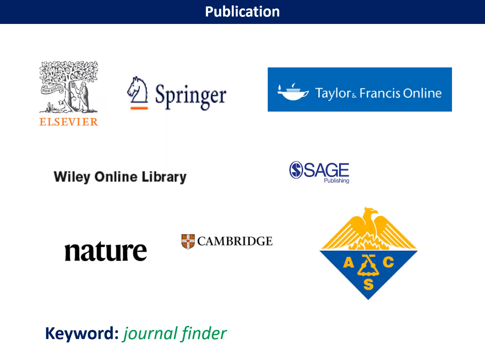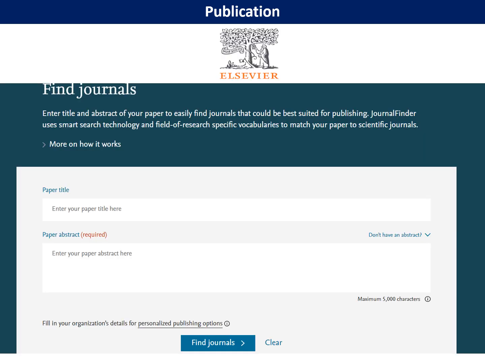So after you prepare your paper, how can you publish your paper, right? Here I show you a lot of publishers you can use to publish your paper, including Elsevier, Springer, Taylor & Francis, Wiley, Nature, Cambridge, or ACS. These journals have a journal finder, and if you try the journal finder of Elsevier, Springer, Wiley, or Taylor & Francis, you can find journals.